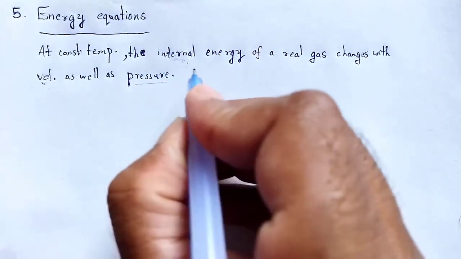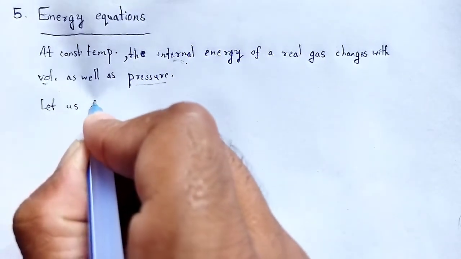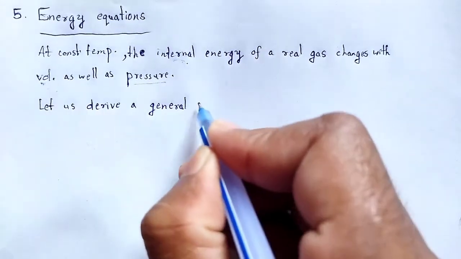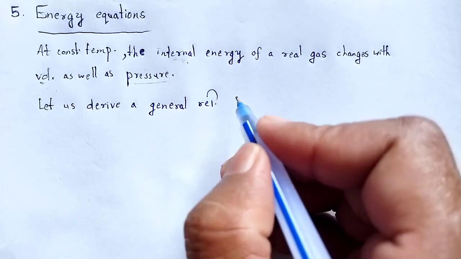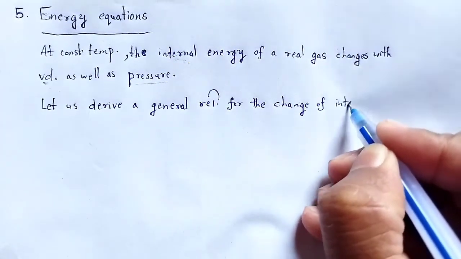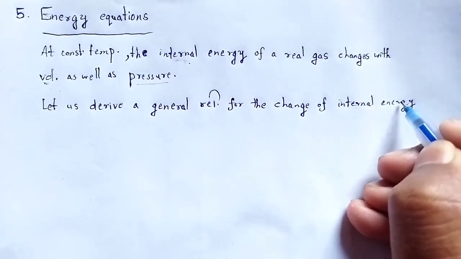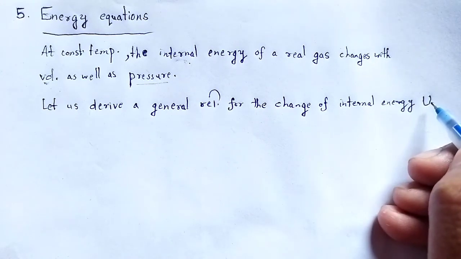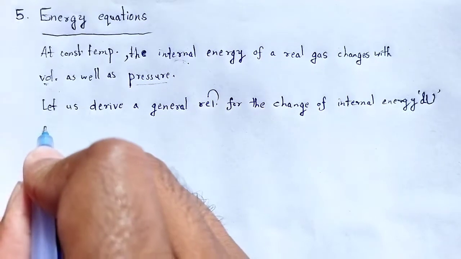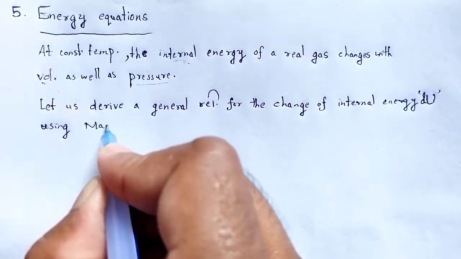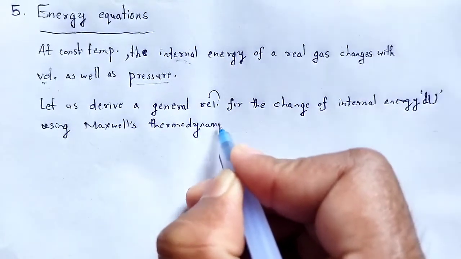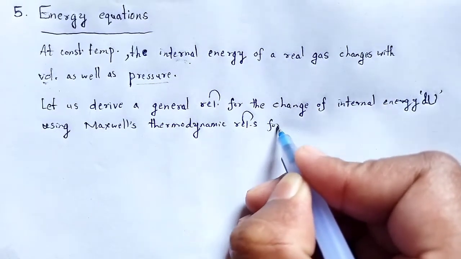Let us derive a general relation for the change of internal energy, that is U, or change in internal energy, that is dU, using Maxwell's thermodynamic relations for a pure substance.